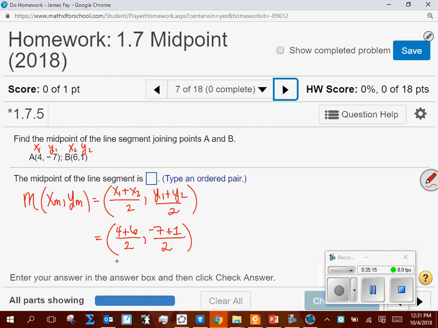Now, evaluating those, 4 plus 6 is 10. 10 divided by 2 is 5. And then here, -7 plus 1 is -6. -6 divided by 2 is -3. And there's my midpoint.